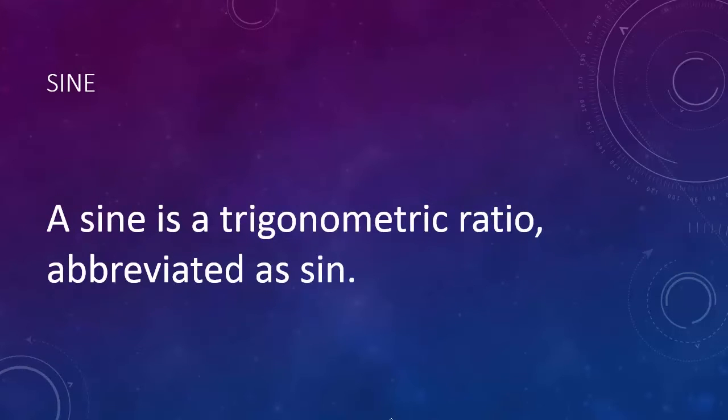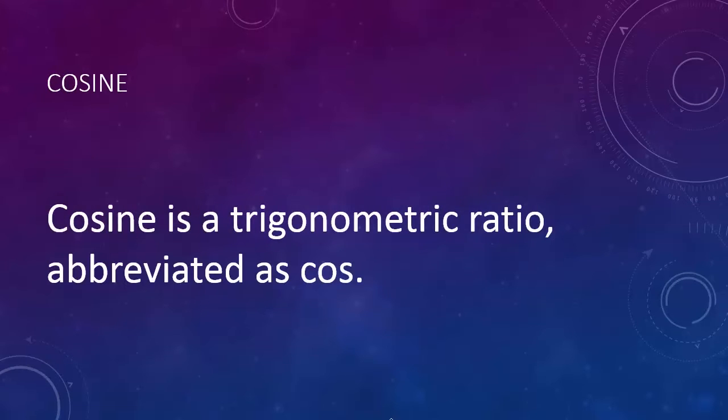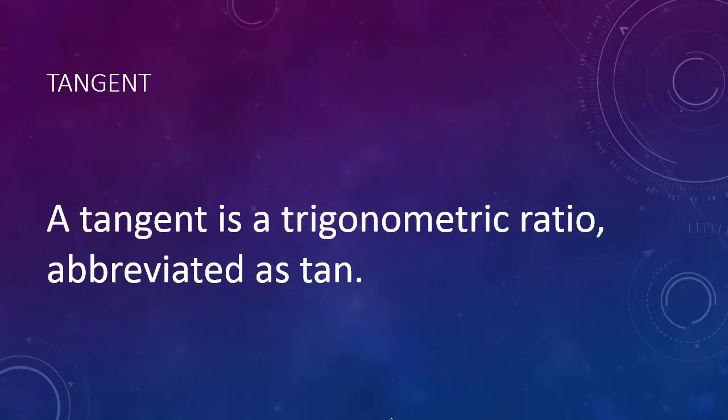Sine. A sine is a trigonometric ratio abbreviated as sin, except we don't call it sin, we say sine, but we write it as sin. Cosine. Cosine is a trigonometric ratio abbreviated as cos. Again, we don't say cos, we say cosine, even though we spell it as cos. That is the shortened form of cosine. Tangent. A tangent is a trigonometric ratio abbreviated as tan, we say tangent.